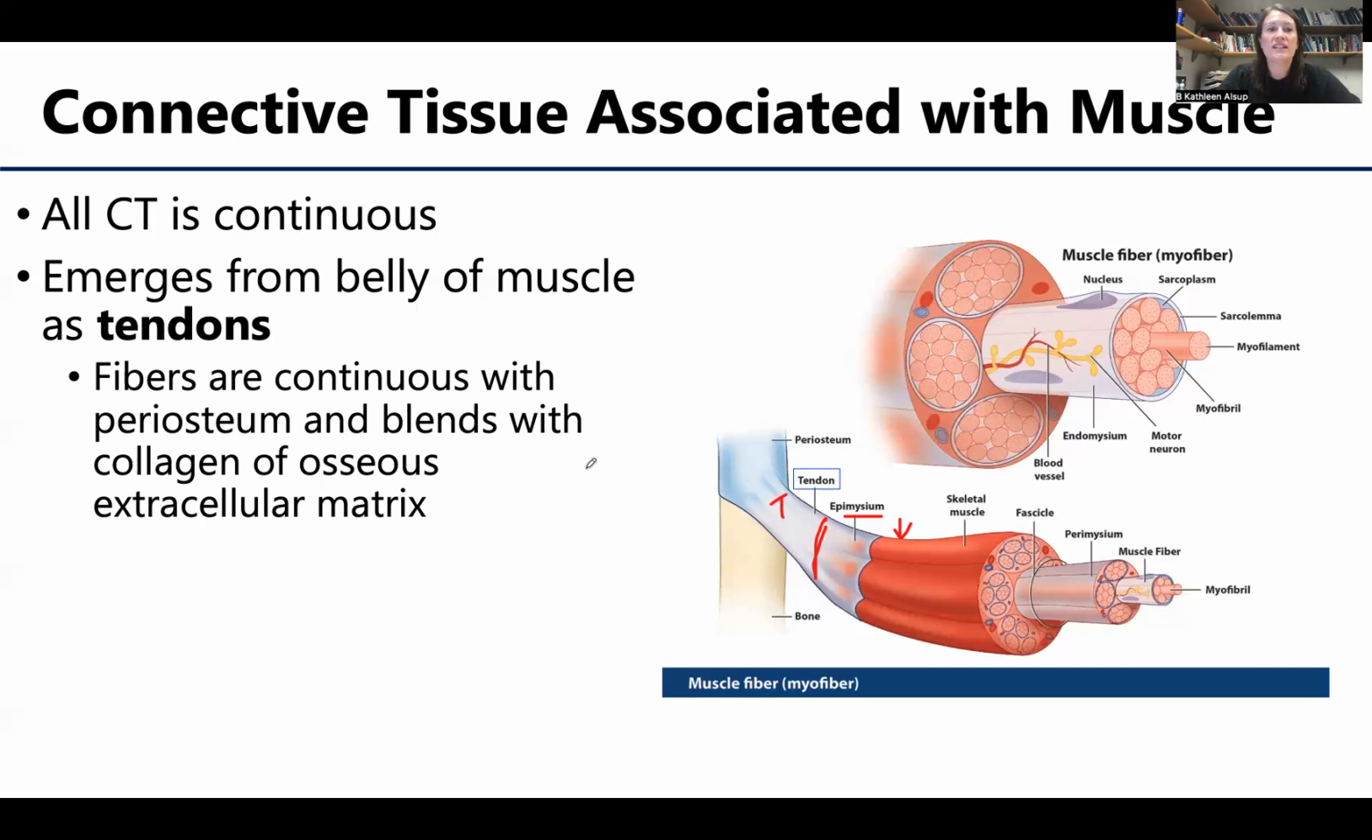And what's key here and really important is that that tendon will, as mentioned, attach to the bone, but it's actually continuous with the periosteum that's surrounding the outside of the bone, and it will interweave and blend with the collagen of the osseous extracellular matrix. So if you think of a muscle contracting, that's going to bring the tendon with it. And since it's so intimately connected to the bone, that will allow the bone to move and to get some of those major skeletal movements we have.